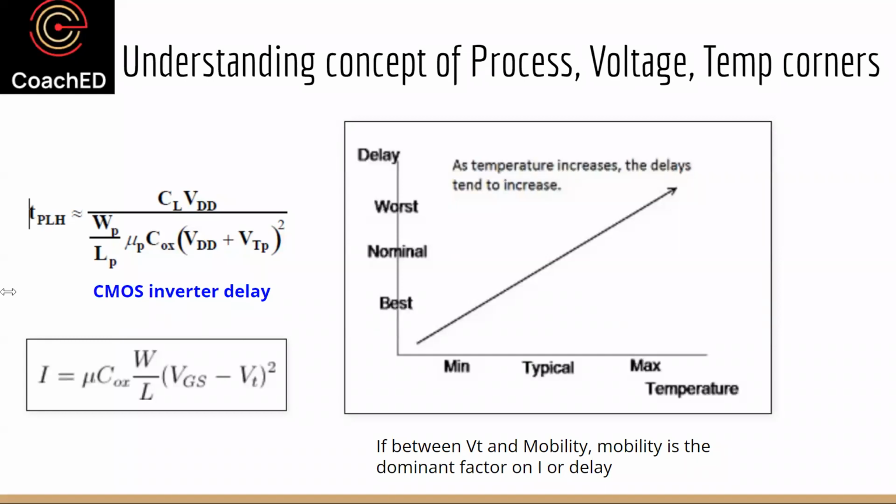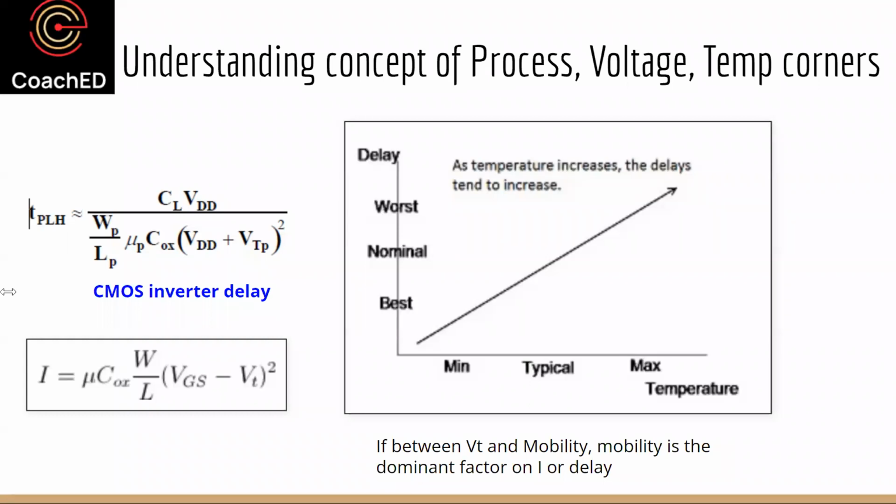They have opposing behavior. Mobility degrades and is trying to slow the channel down. The VT is dropping because I have more free carriers available. So depending on whichever has the higher weightage, it's going to have an effect. Usually, if it's high temperature, it's dominated by mobility, and if it is low temperature, it's dominated by threshold voltage. That's basically the phenomenon.